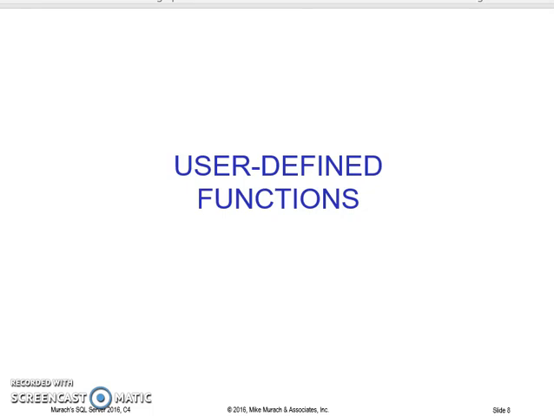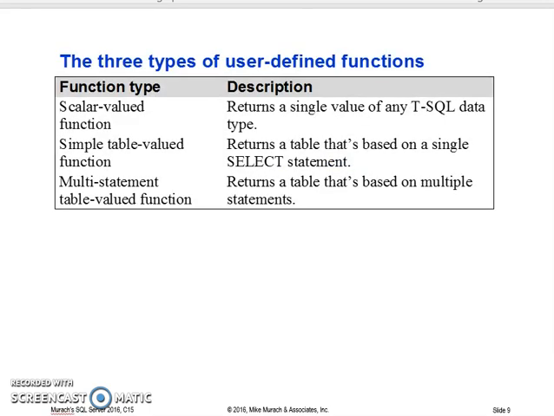In addition to SQL Server functions, which you have already learned about, you can create your own functions. A user-defined function is also called a UDF, or just a function. You use code that is similar to the code you use to create a stored procedure. There are 3 types of user-defined functions. Scalar-valued functions return a single value. Table-valued functions return a table. And we're not going to cover multi-statement table-valued functions.